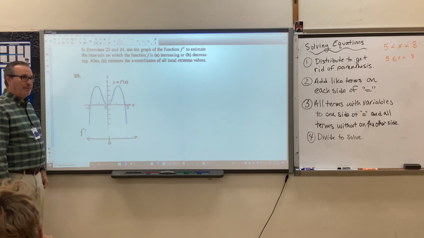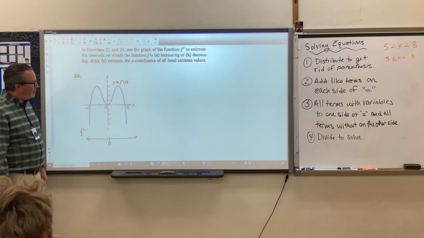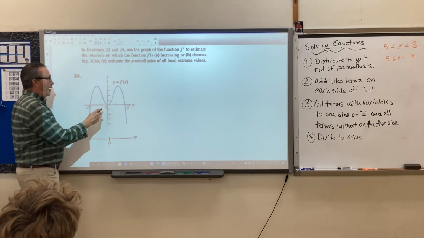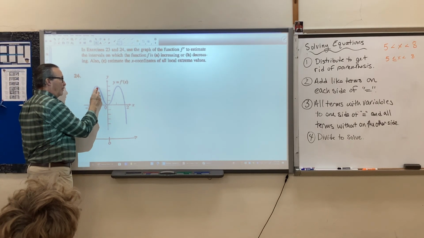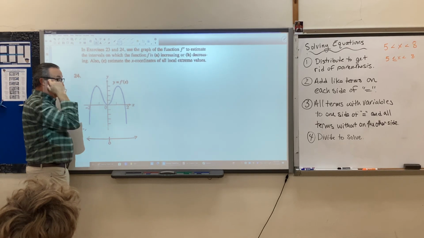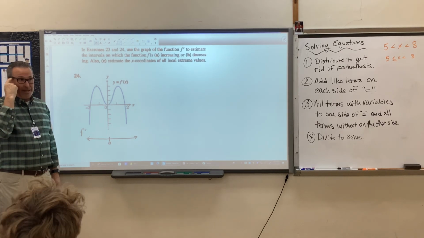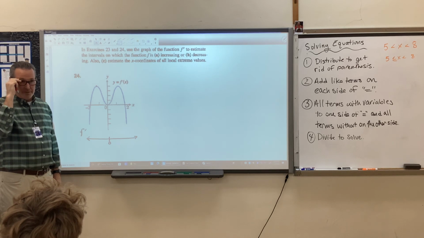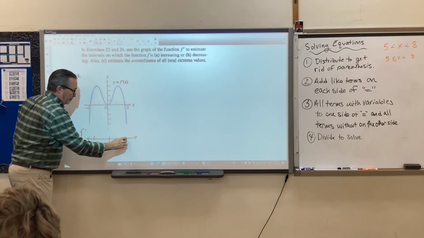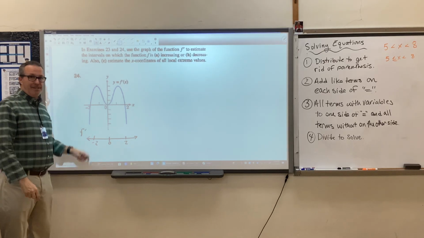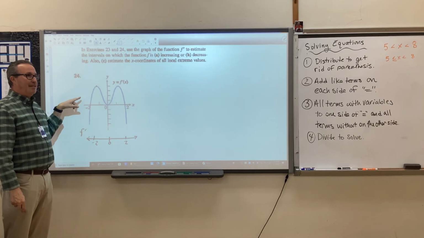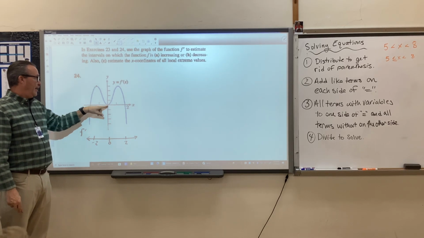1.5. 1.25. It's just a little bit. No. f prime is not 0 here. f prime is 1, 2, 3. f prime is 4 there. Where's f prime 0? Oh, 2 and negative 2. We're looking at f prime. When is this 0? 0 here, here, and here.